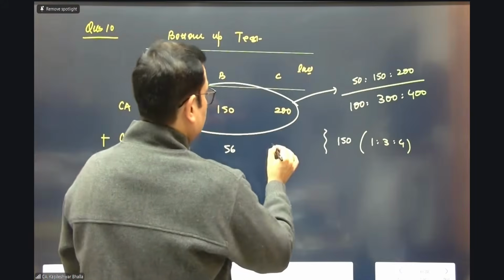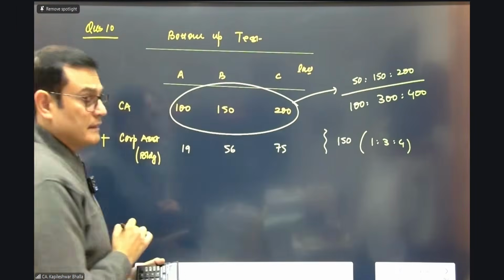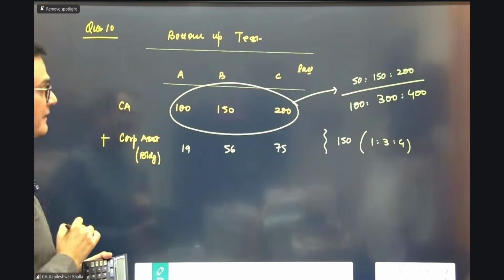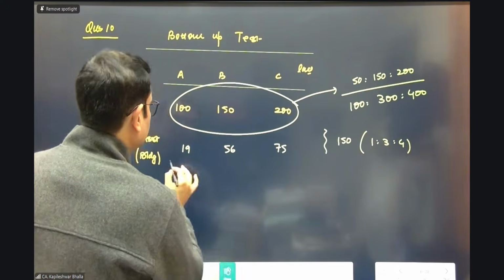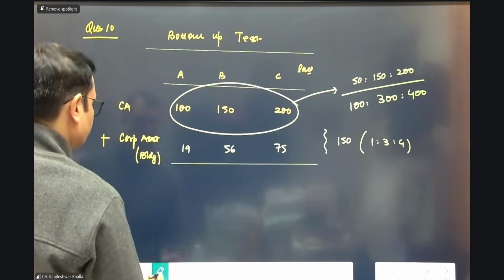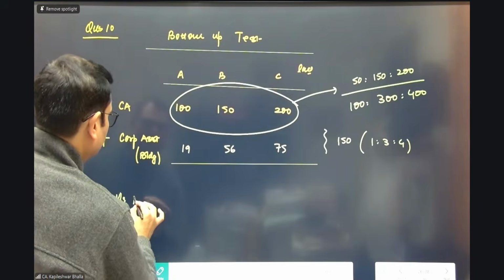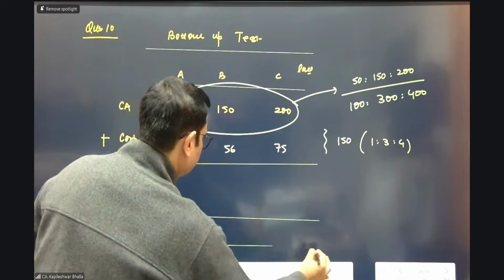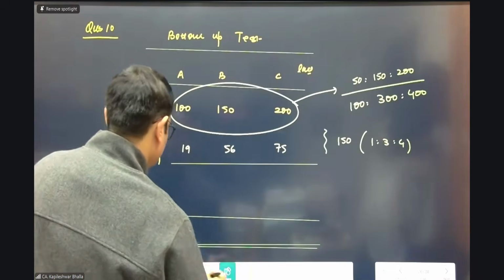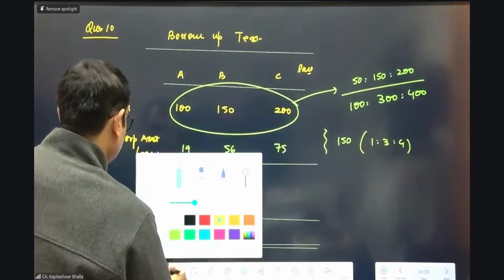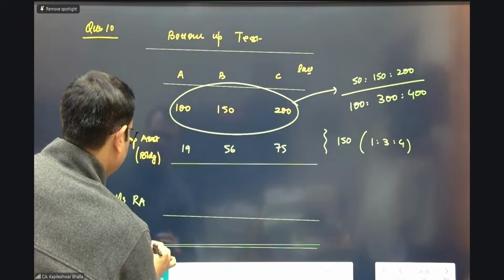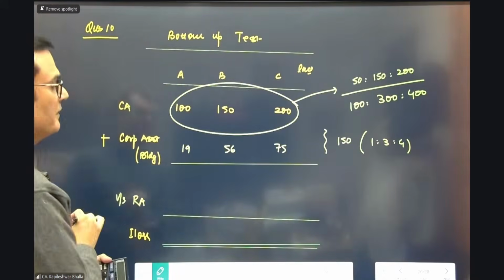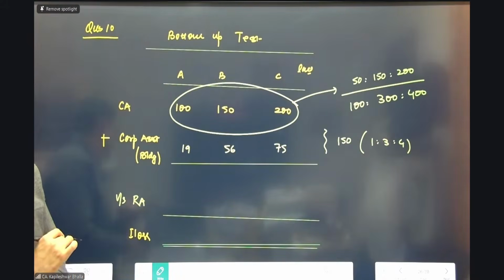And this is, I guess, 75. So this is the allocation of the corporate assets. So we can take the sum total of this and compare this with the recoverable amount to calculate the impairment loss. So we consider the sum total of the carrying amount with the allocated corporate assets compared with the recoverable amount.